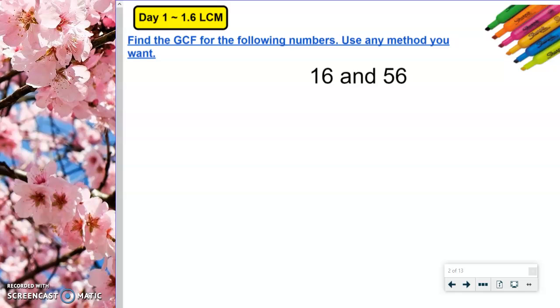First thing I want us to review a little bit is how to find the greatest common factors of two numbers. One method that we learned about this week was using the ladder method. So if I write 16 and 56 over here, I want to think about what number I could divide out of both 16 and 56. And the number that pops into my head right away is 8.